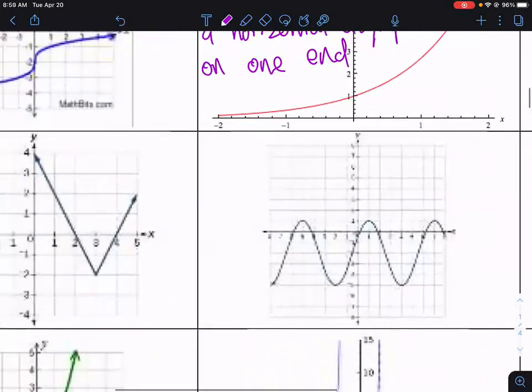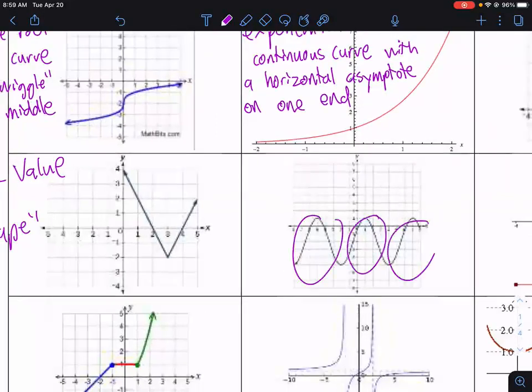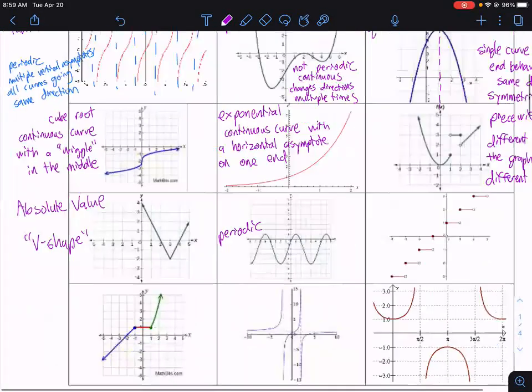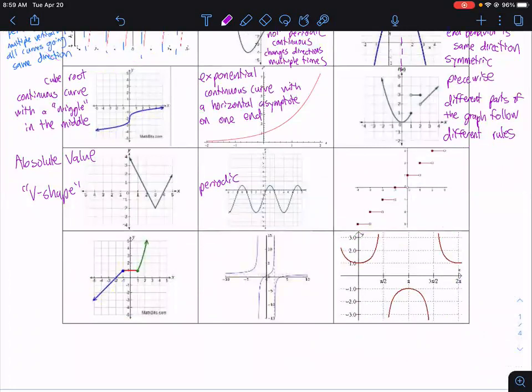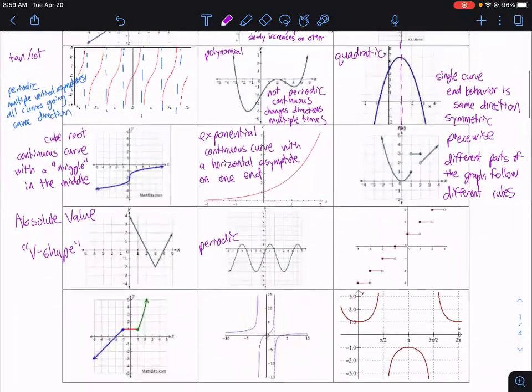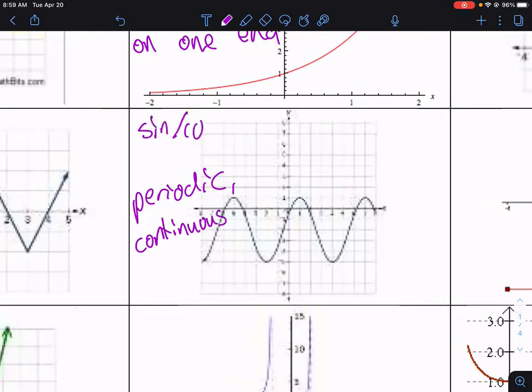Okay, so here we've got another periodic function, right? We discussed this earlier. The graph is repeating in the same pattern. But how do we tell this apart from this one and from this one? Well, this is the only one out of the three which is continuous, right? There's no gaps. Okay, so that's how we can tell that this is either sine or cosine.